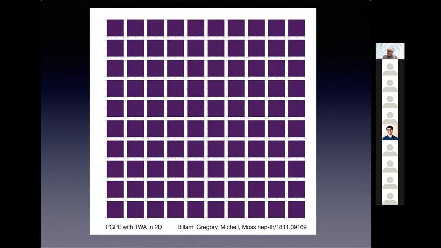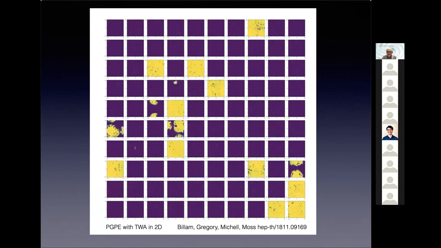Tom Billam, Ruth Gregory, Florent Michel, and I looked at this model in a different context, but we did some simulations in 2D with just this plane model. These are Tom's simulations. It's actually running; it takes a while before the bubbles start to appear. And hopefully you can see bubbles appear.